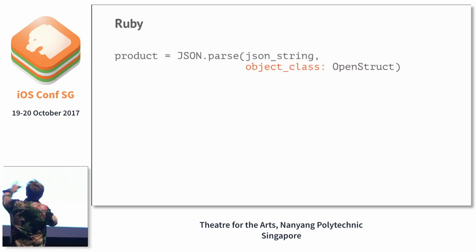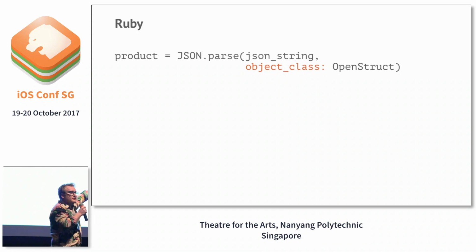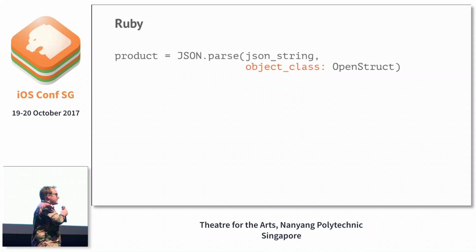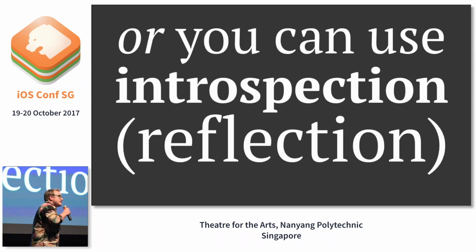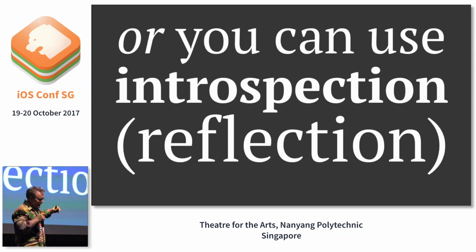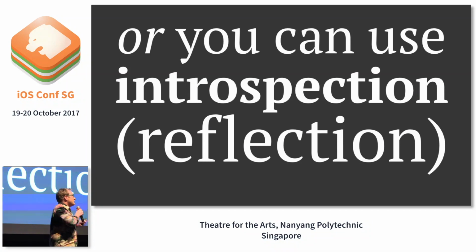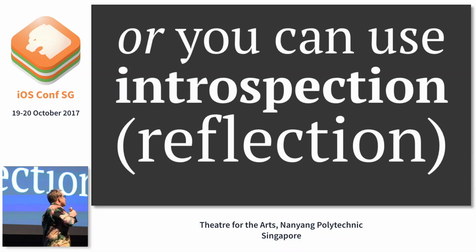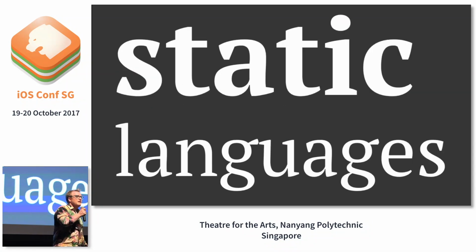In Ruby, you would do it like that. Really simple JSON parsing in Ruby. OpenStruct is a special class type. It's effectively a thing that makes a hash, a dictionary, look like an object. But you can do that in Ruby, a dynamic language. An alternative inside dynamic languages is to use introspection or reflection, where effectively you say, well, I've got this model object, I've got these properties on it, can I find them in the JSON? And I'll show that in a bit more detail in a moment once I move on to static languages.